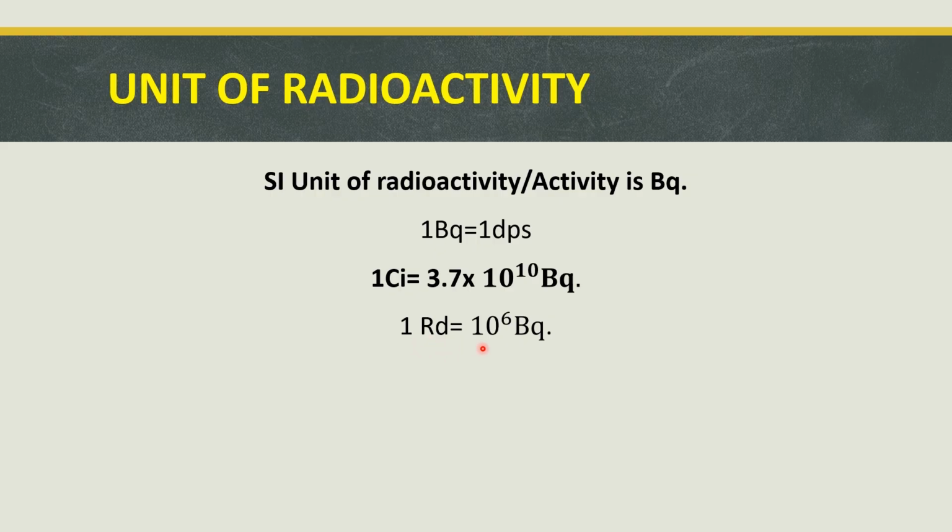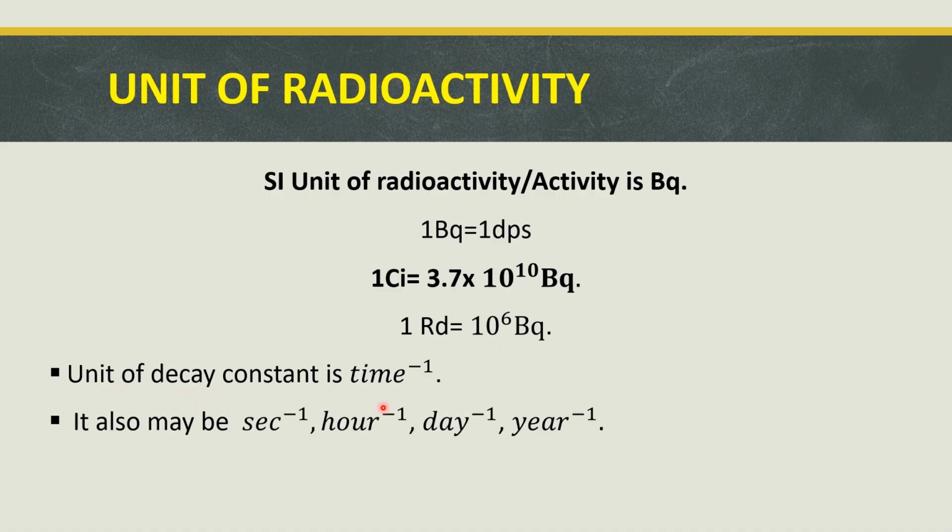1 Rutherford is equal to 10^6 becquerels, or we can say that 1 Rutherford is equal to 1 mega becquerel. The unit of decay constant is per unit time. Okay, it may be per second, per hour, per day, or per year. In all terms we will find the radioactivity.